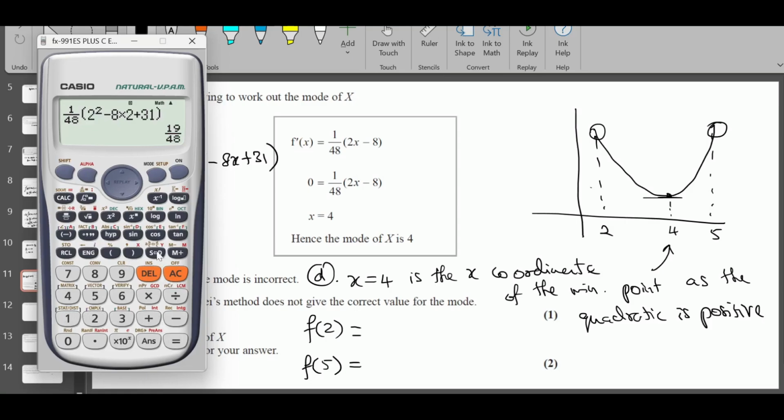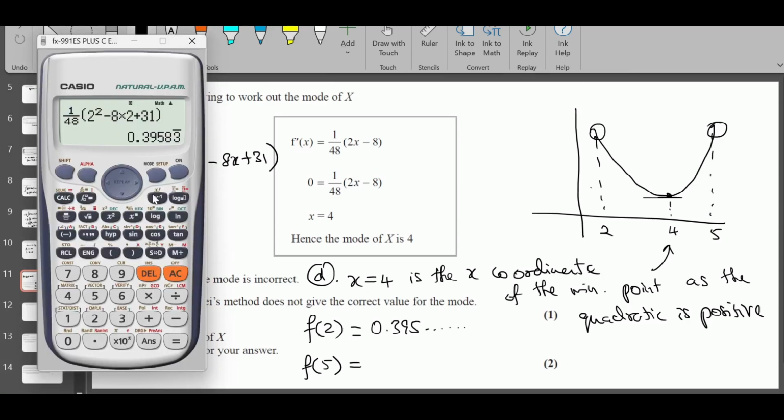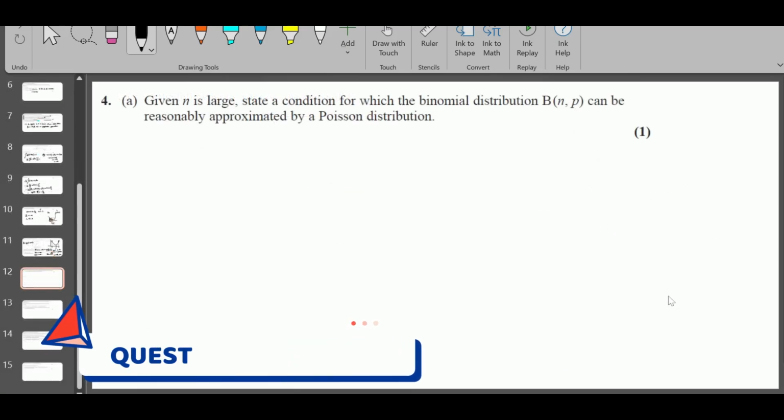That's 0.395 and so on. When you find f of 5 now, 5 squared minus 8 times 5 plus 31, you get 0.3333. So you need to write f of 2 is bigger than f of 5, therefore mode is equal to x is equal to 2. That's all.